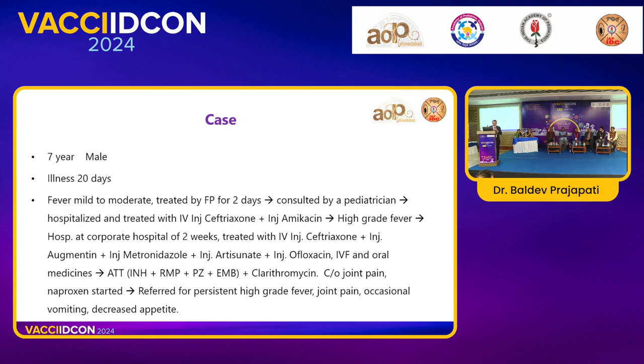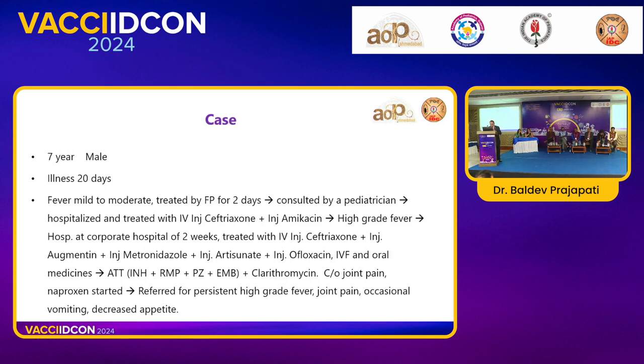Third case, I think a little bit long, so please be with me. A 7-year-old male, fever for less than 20 days. I will not read all the sentences. You can see the fever, mild to moderate, then treated by the pediatrician with all sorts of antibiotics. Ultimately the child was given AKT, and uncommon antibiotics like clarithromycin. After 3 weeks, the child developed joint pain. Probably for the third case, knowing that Dr. Chitkara is going to ask for the joint pain, here the joint pain was there.